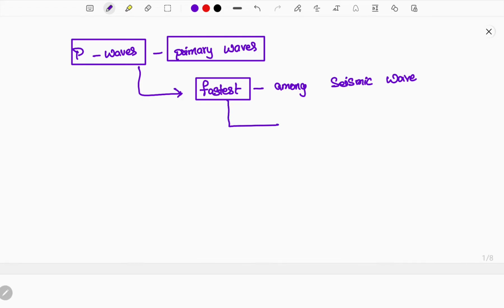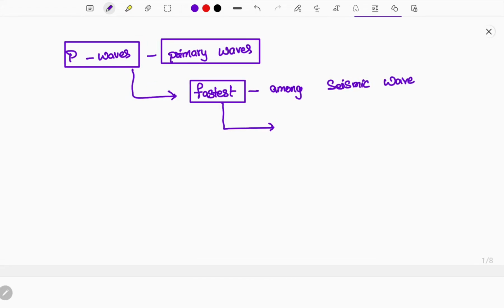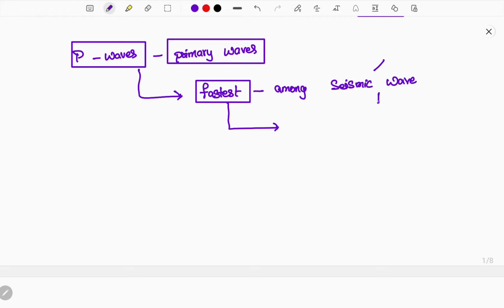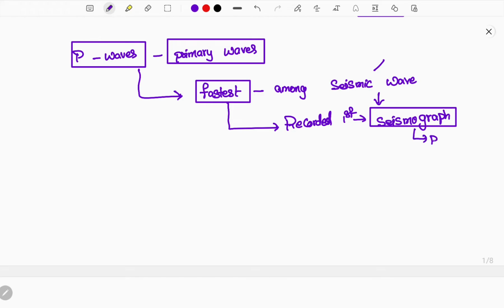So if it is fastest, then what? How do you measure seismic waves? You measure seismic waves using a seismograph. So if a wave is faster, it will be recorded first. If you are faster, you will be the first person to reach. So which waves does the seismograph record first? It records P waves. This is the answer you can directly expect in prelims.